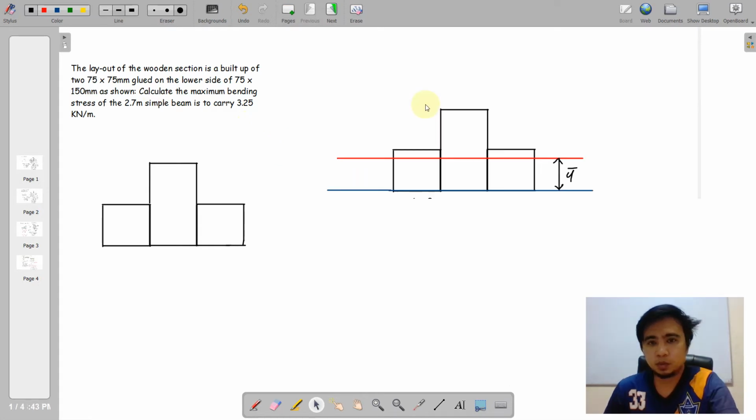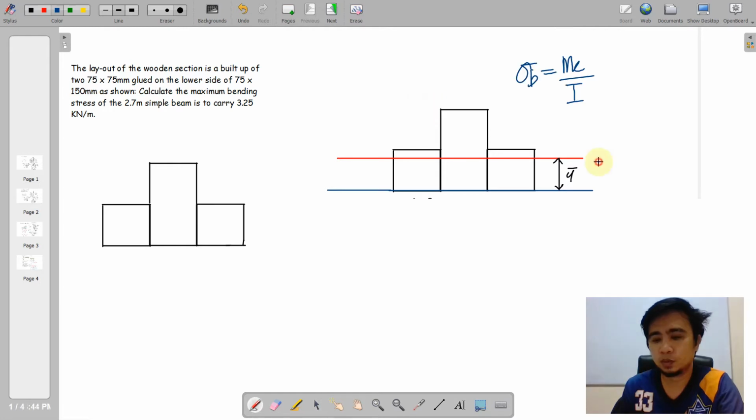Of course, the first thing we want to calculate is the neutral axis, because the neutral axis will be your basis in determining the value of the farthest distance, since we are referring to the maximum bending stress. Note that the formula involved in the bending stress is this formula, and c here is the farthest distance from the neutral axis. So we're going to compute now the location of the neutral axis.